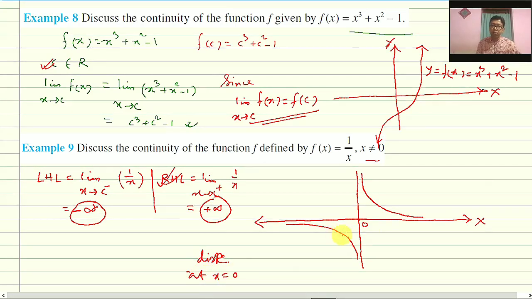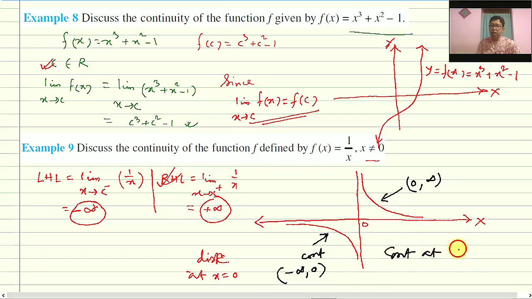Moreover, you have to observe this, that the function is continuous at some part. Some part means minus infinity to 0, the function is continuous. And here you observe the function is continuous again from 0 to positive infinity, but the function is not defined at the point x is equal to 0, because RHL is going to positive infinity and LHL is going to negative infinity. So the function is discontinuous at x is equal to 0. But as far as the question is concerned, discuss the continuity of the function. The function is continuous at R minus 0.